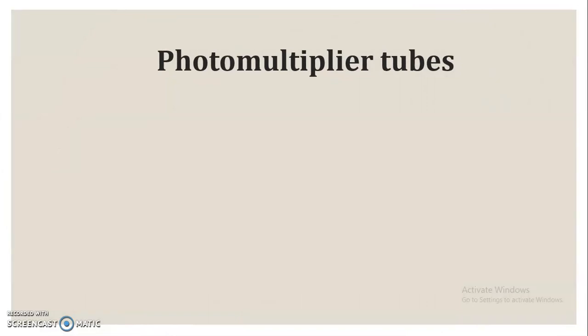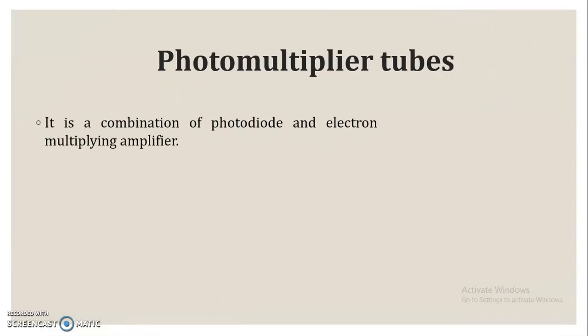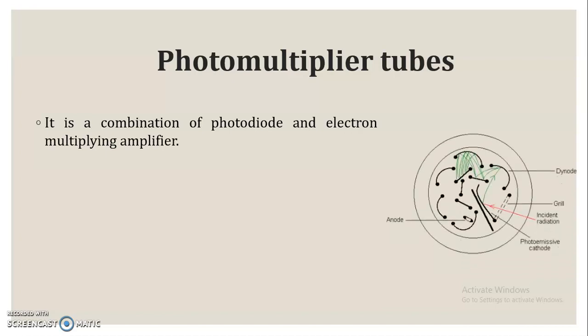As I told, the most widely used type of detector is the photomultiplier tube. It is a combination of a photodiode as well as an electron multiplying amplifier. These photomultiplier tubes consist of one cathode, one anode, and along with these there are also dynodes. These dynodes are electrodes which are kept at a higher potential as compared to the one present earlier. Now what is the role of this dynode?